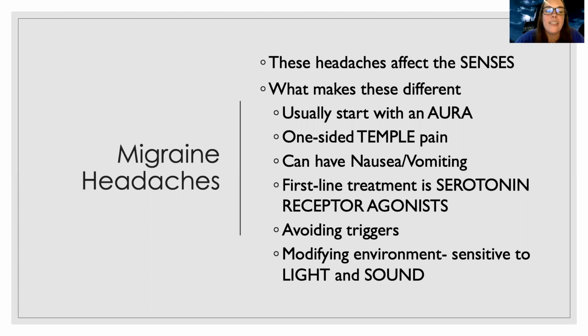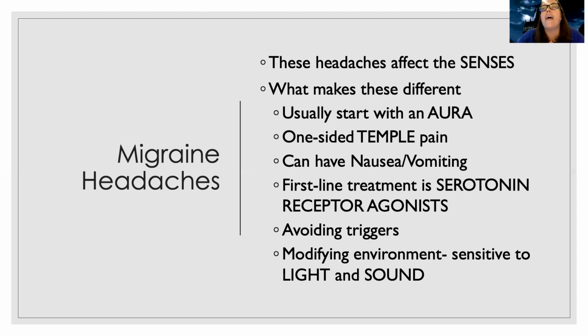So migraines, these are headaches that affect the senses. What makes them different is usually they start with an aura, and an aura can look very different for different people. Sometimes it's a smell that comes on. People might smell something weird, like flowers, out of nowhere, and then they get their migraine. Other people might see altered colors or perception in their environment, and that can come before their headache. Sometimes they can hear something, but it's one of the senses.